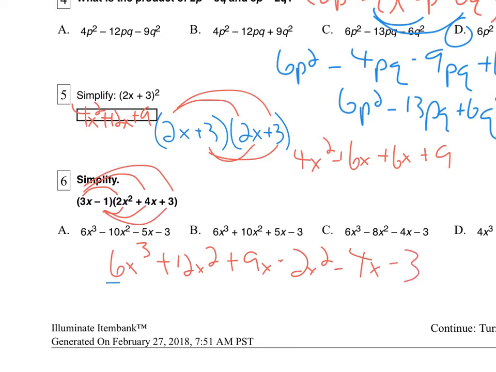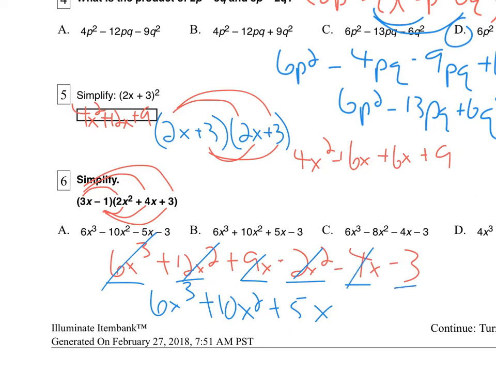So I have an x cubed, x squared, and x squared. That gives me 10x squared. 9x and negative 4x is a positive 5x. And then we have our minus 3. So 6x cubed plus 10x squared plus 5x minus 3.